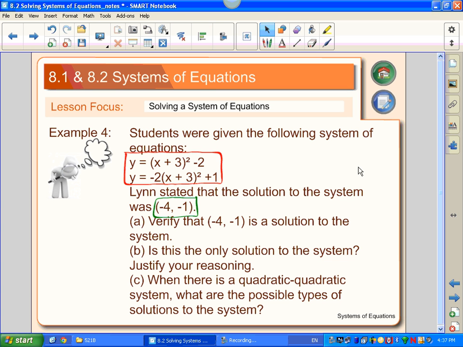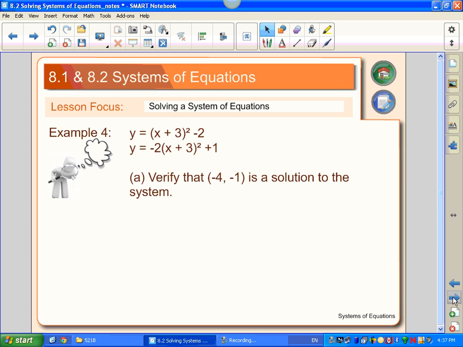We are asking, is this the only solution to the system? And to justify our reasoning, so explain why it is, or why it's not. When there is a quadratic-quadratic system, what are the possible types of solutions that we can see? So we've got a couple of guiding questions. Let's look at the first one. The first one's asking us to verify.